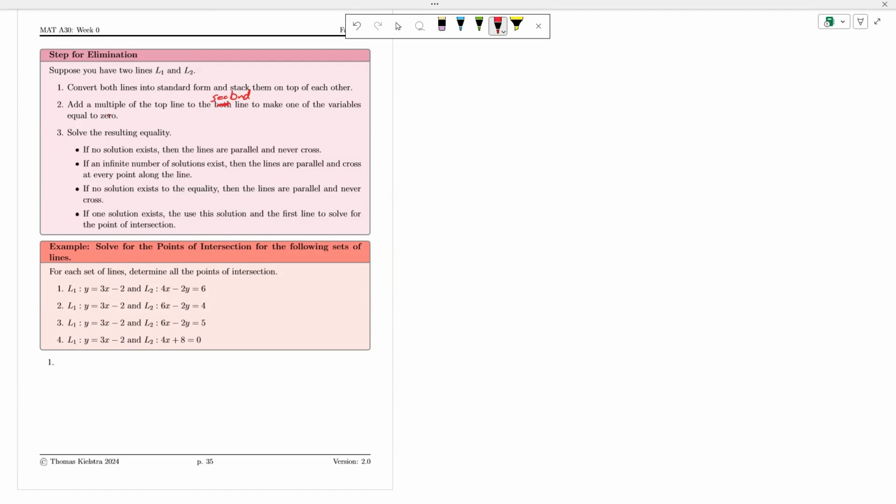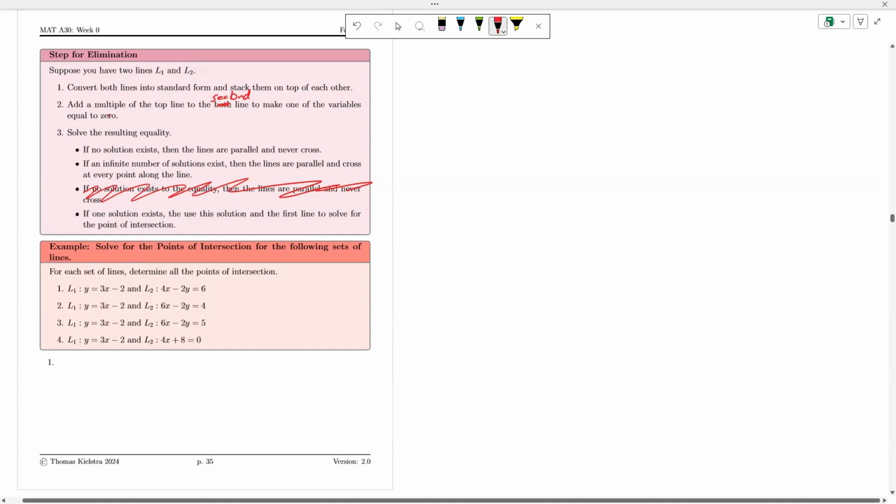If one solution exists, then use this solution and the first line to solve for the point of intersection.